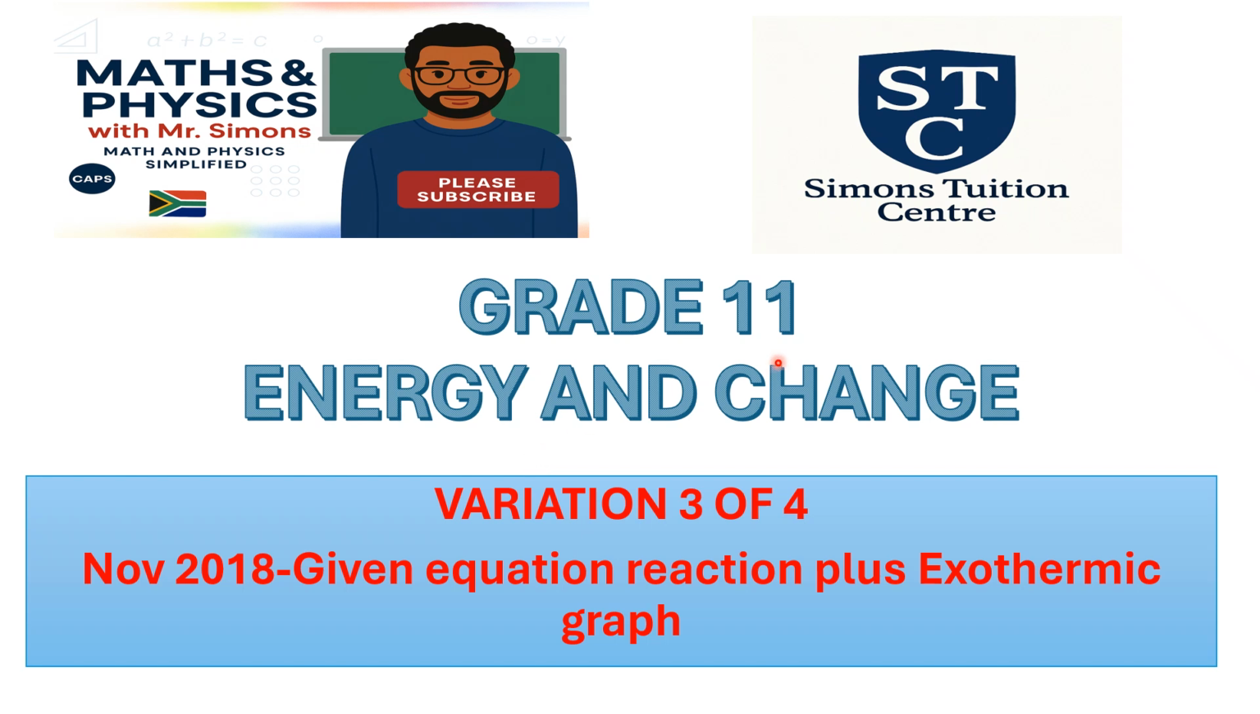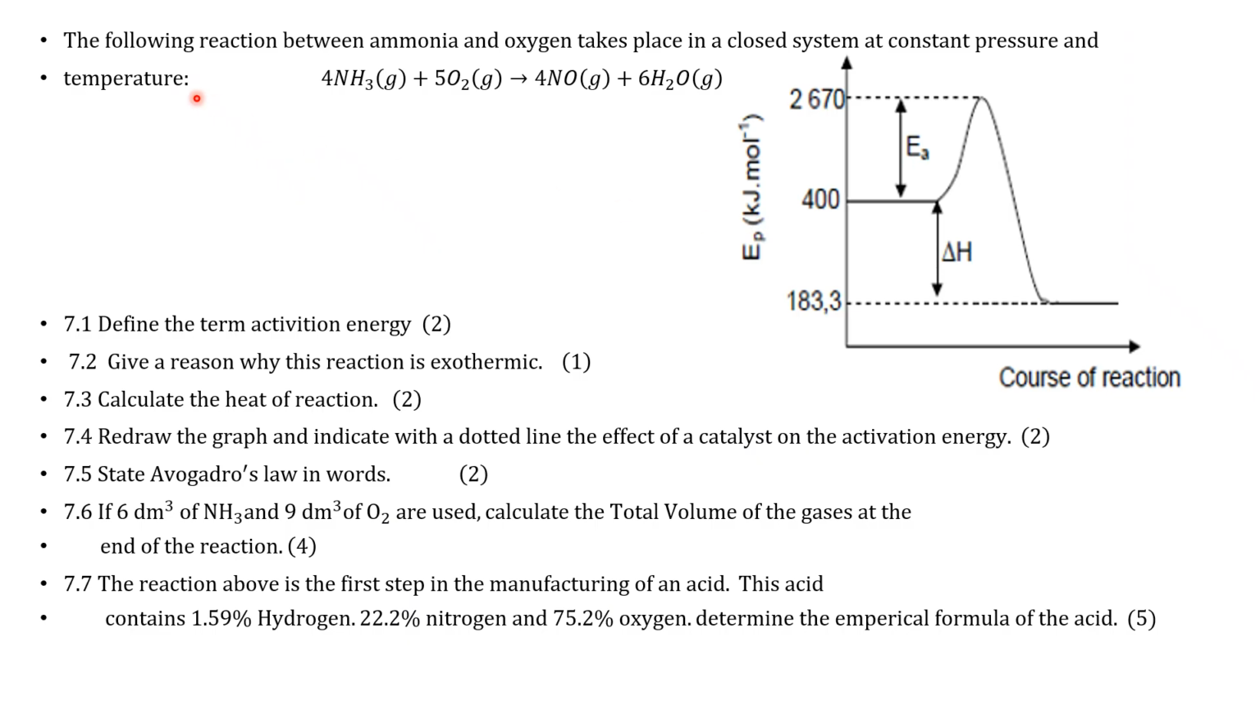Right, so let's look at the question. The following reaction between ammonia and oxygen takes place in a closed system at constant pressure and temperature. 4 moles of ammonia react with 5 moles of oxygen to form 4 moles of nitrogen oxide and 6 moles of water.